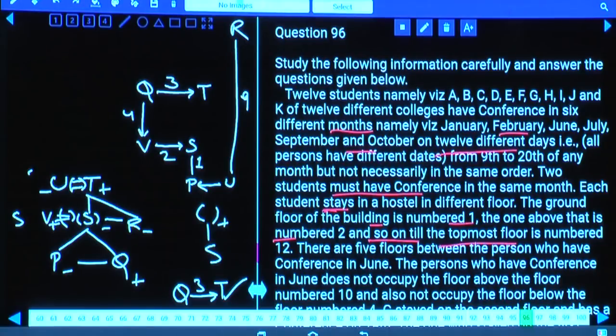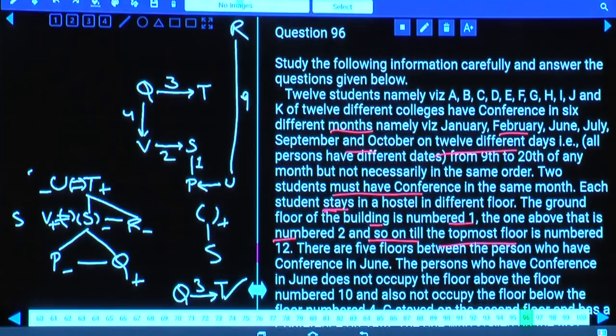Now it is already 5. How many students are there? 12 students, namely A, B, C, D, F, G, H, I, J, K. 12 students, A to L. K, L must also be there, isn't it? 12 different colleges have conferences in 6 different months. What are the months given here? Jan, Feb, June, July, September and October, on 12 different dates and 12 different days.